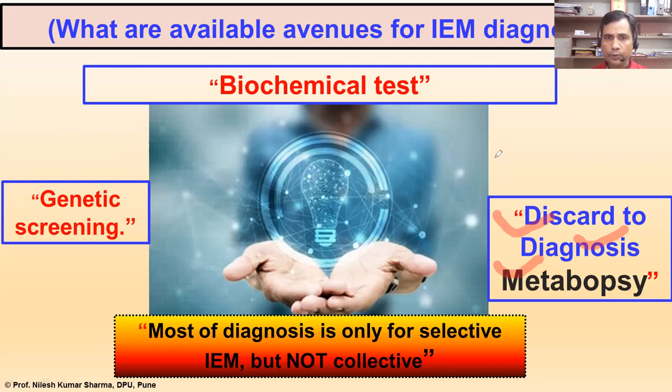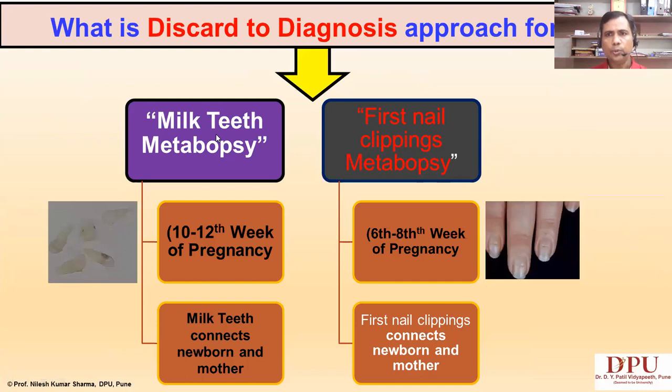So what is the discard concept here? Let me go to the next slide. So what is the whole discard concept? Any biological materials or tissue that are routinely, knowingly or unknowingly, discarded from the human body. For example, milk teeth are one of the discarded materials, and another is nail clippings. Specifically, I will come to the point that the first nail clipping is very important.